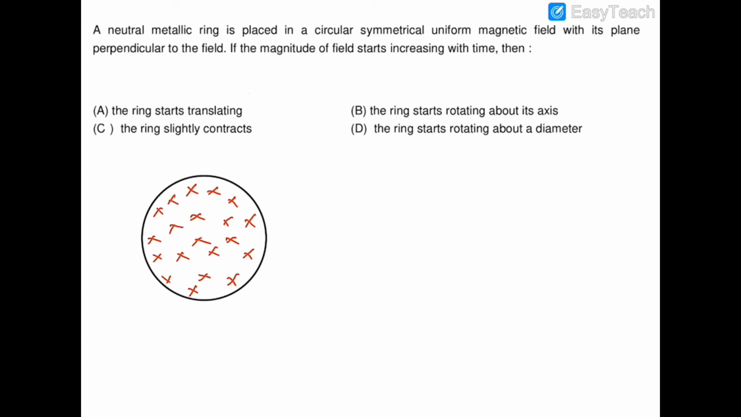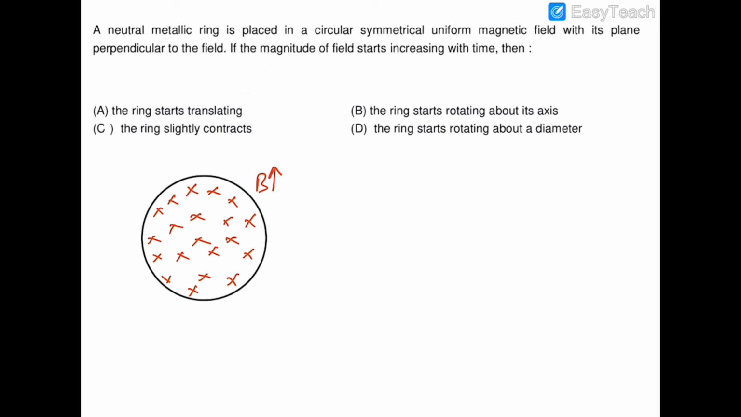So this magnetic field is of increasing nature, and it is increasing with time. Now we have to predict whether the ring will start to translate, ring will start to rotate, or ring will slightly contract, or ring will start to rotate about a diameter. So first of all, if this ring is placed in this magnetic field, there is no initial current present in this ring, and therefore there would be no initial force acting on this ring.